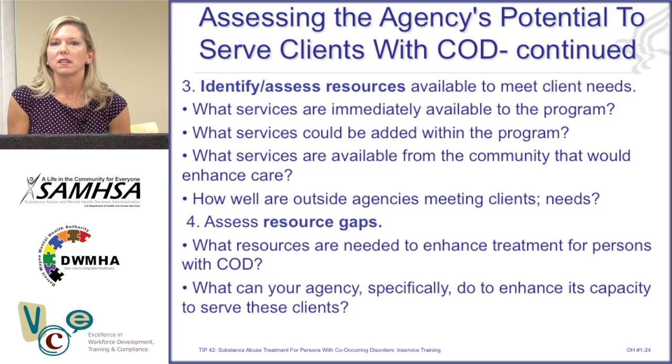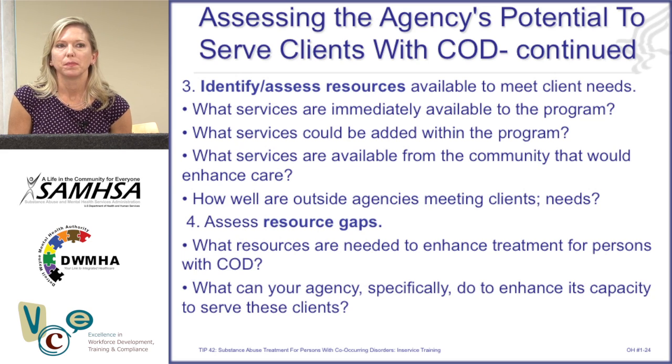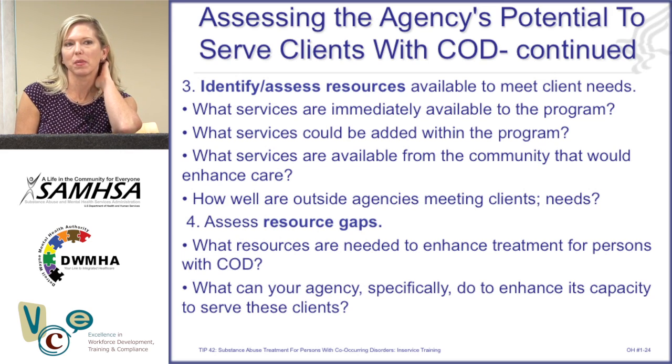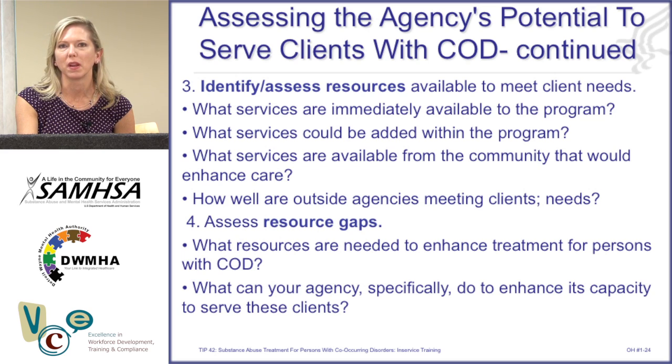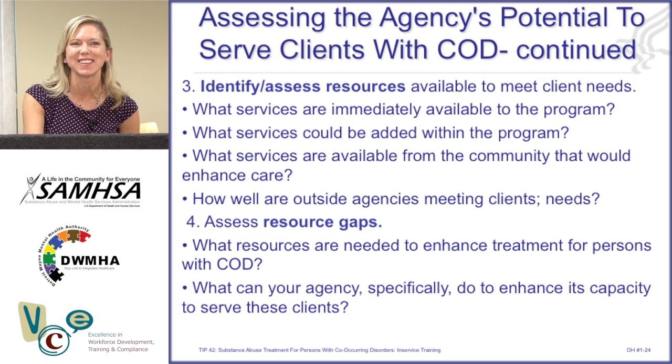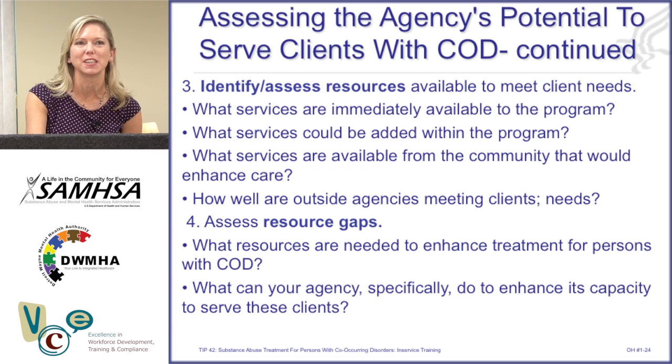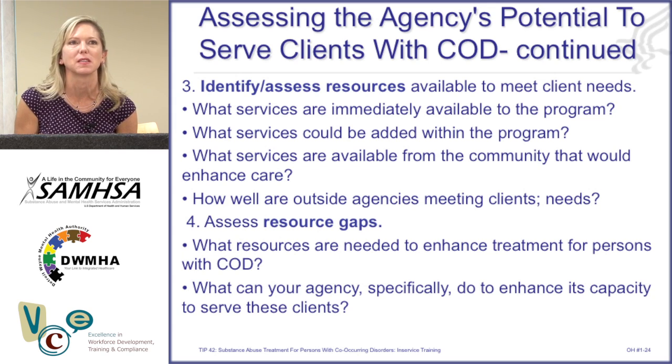Number 4 is assess your resource gaps. What resources are needed to enhance treatment for people who have co-occurring disorders? What can your agency specifically do to enhance its capacity to serve them? It always kind of comes down to money, doesn't it? There's always this sense of financially, how do you support change and how do you support your services?